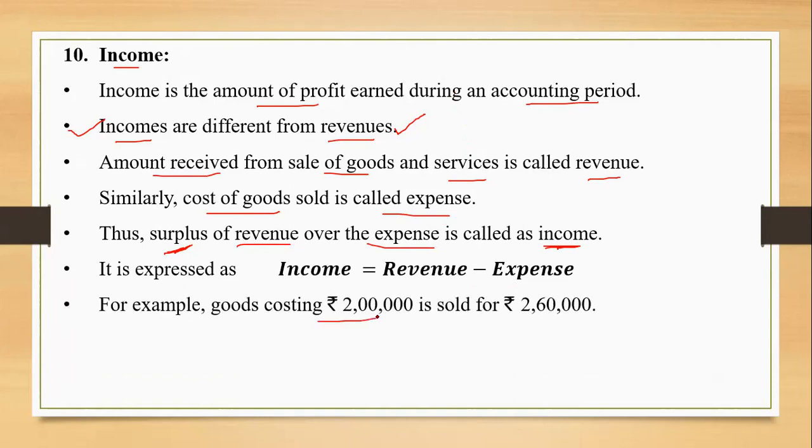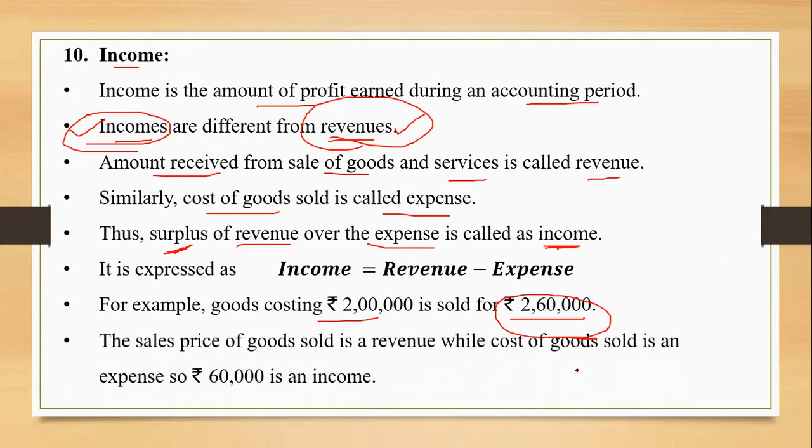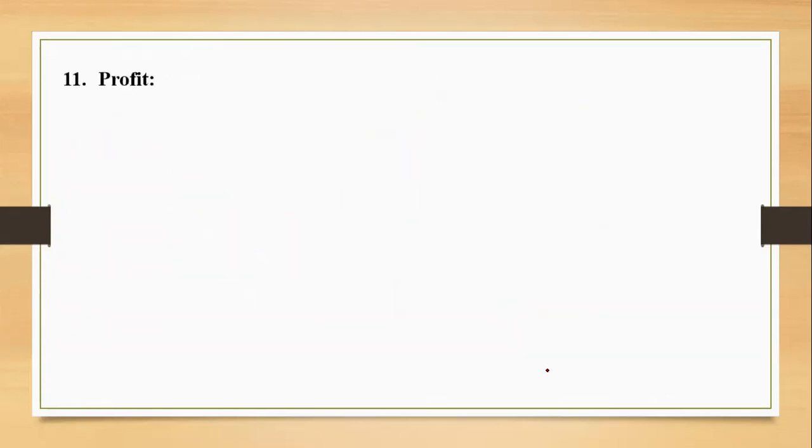Goods costing 2 lakh sold for 2 lakh 60. Who will tell me what is the amount of revenue over here? 2 lakh 60 is the revenue. That's very correct. And income is, revenue is 2 lakh 60 and income will be 60,000. The difference, right? Fine. So I'm sure you have understood the meaning of income right now.